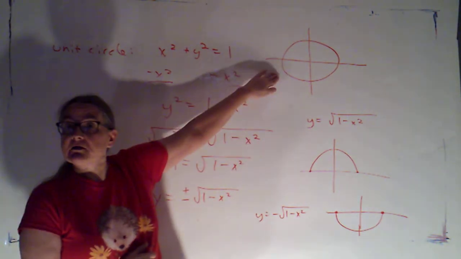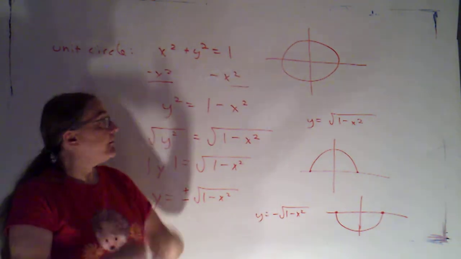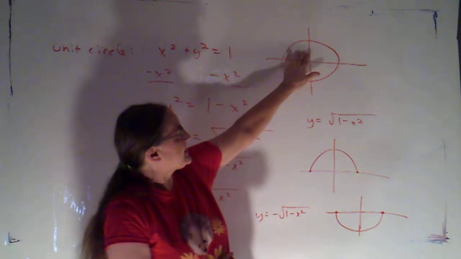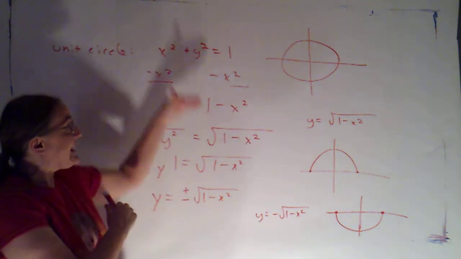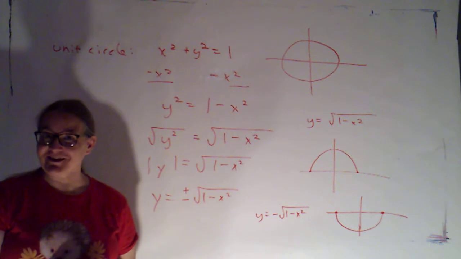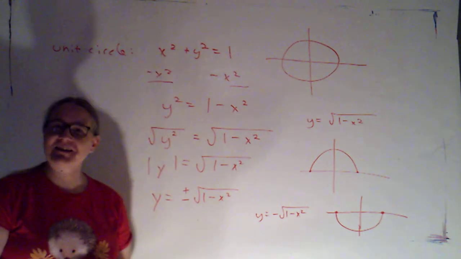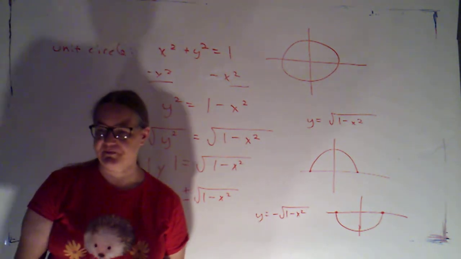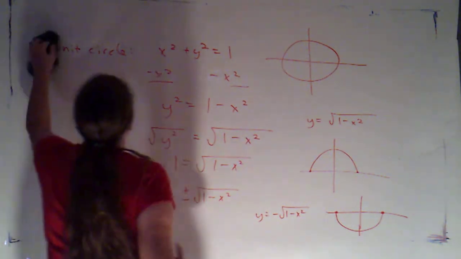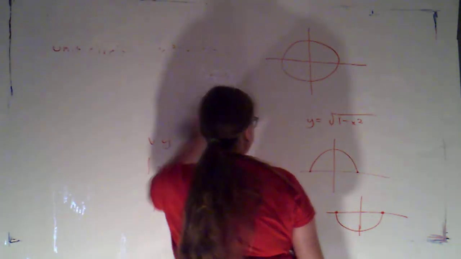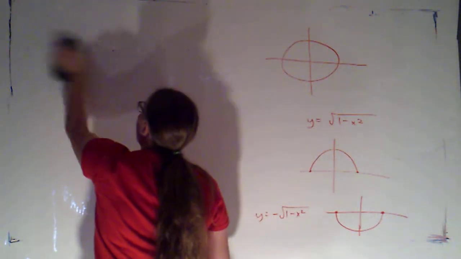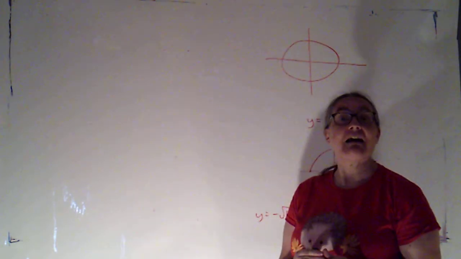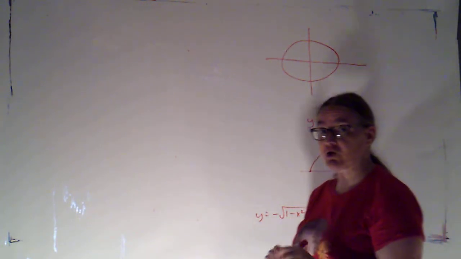But I can view this circle as being the graph of two functions, the function that gives me the top half and the function that gives me the bottom half. So I can work with functions when I'm working with circles. I just have to work with half a circle at a time. Now, having seen that, I might now recognize that certain functions are going to have as their graph half of a circle.